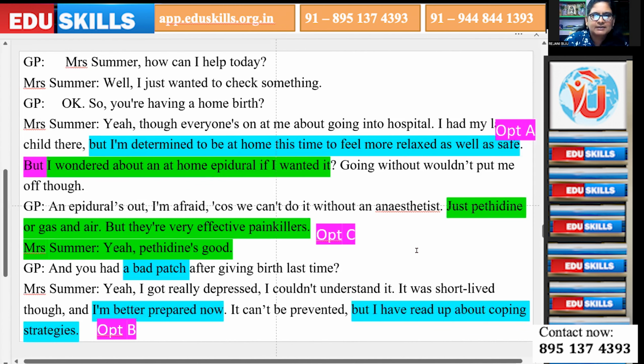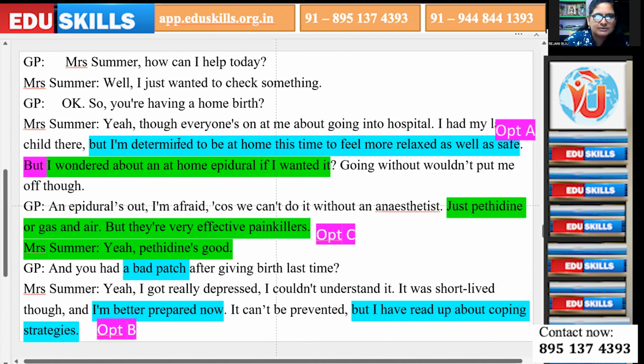Here you can see the highlighted one. Because of time problem, we will be going through the highlighted one only. "But I am determined to be at home this time to feel more relaxed as well as safe." Option A. What is the meaning of that? More relaxed as well as safe, that means that's not a concern for her, right? Yeah. She is agreeing that she is ready for the last time.